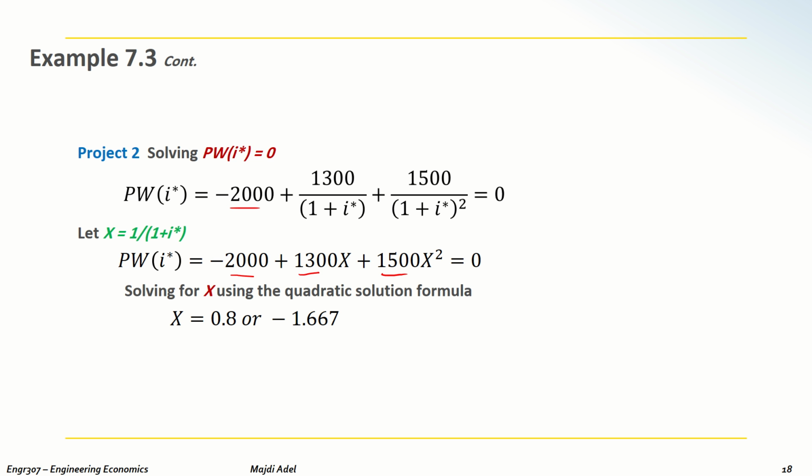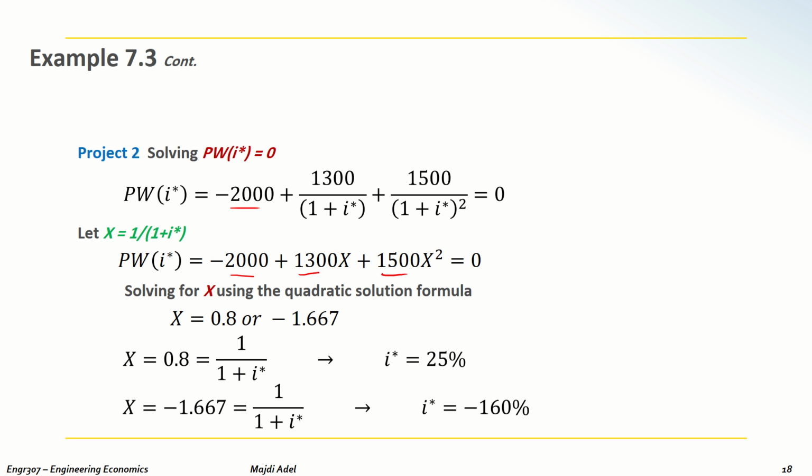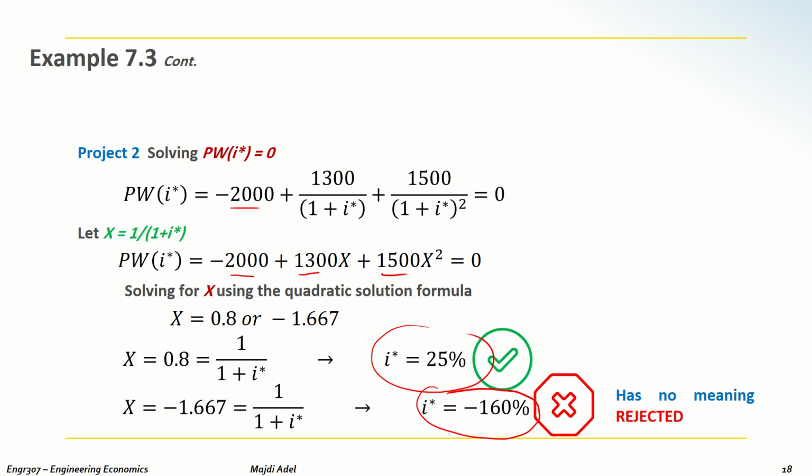And remember that x equals 1 over 1 plus i. So at 0.8, x equals 0.8. Solve it for 1 over 1 plus i star. i star is 25%. The other value of x is minus 1.667 equals 1 over 1 plus i star. Solving this equation, you will get i star equals minus 160%. The second solution is rejected. It has no meaning. There's no meaning for a negative rate of return. So the second solution is rejected. Then i star is 25% for the second project.